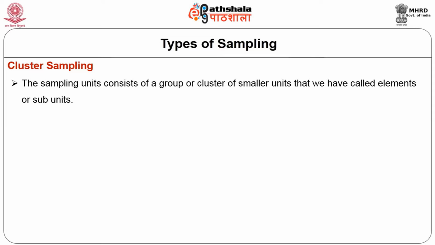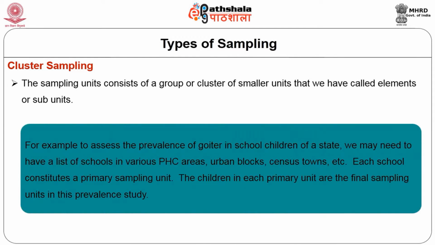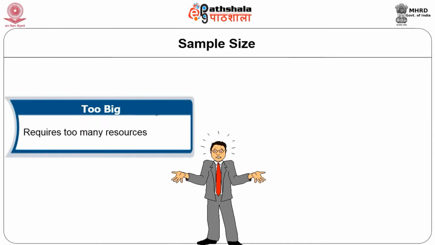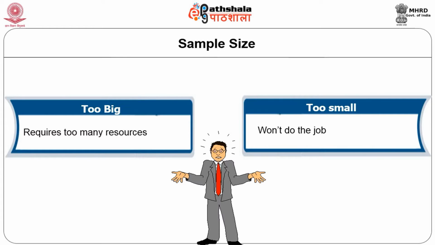There is another sampling technique called cluster sampling. Here, the sampling unit consists of a group or a cluster of smaller units that we call elements or subunits. For example, to assess the prevalence of goiter in school children of a state, we may need a list of schools in various PHC areas or urban blocks or census towns. Each school constitutes a primary sampling unit. The children in each primary unit are the final sampling unit in this prevalence study. Cluster sampling is quick, but has a disadvantage: the possibility of all the contiguous samples coming from one place.